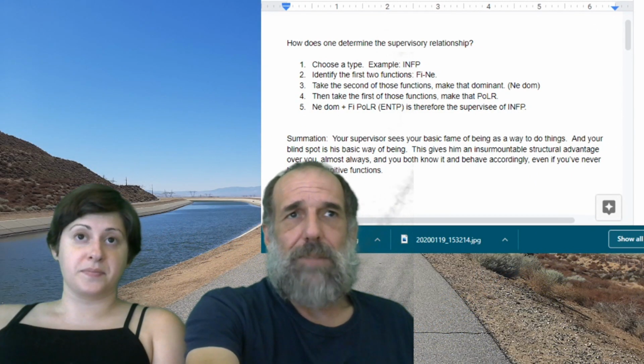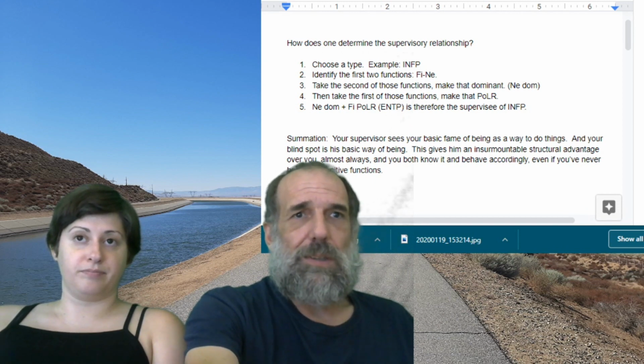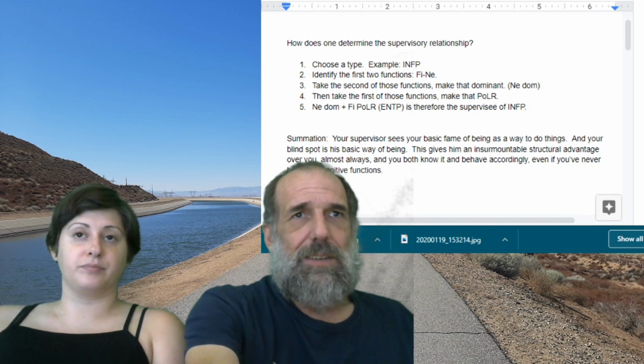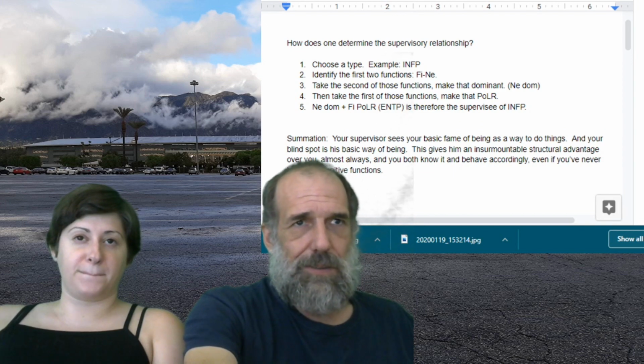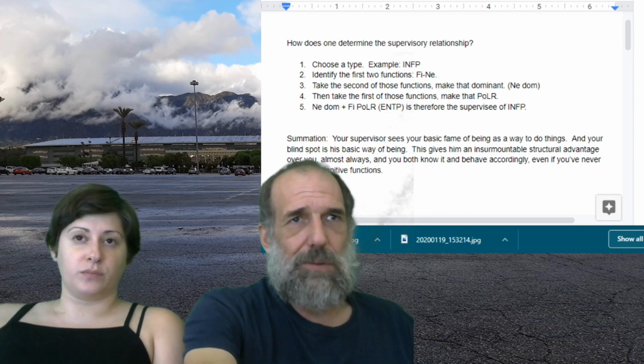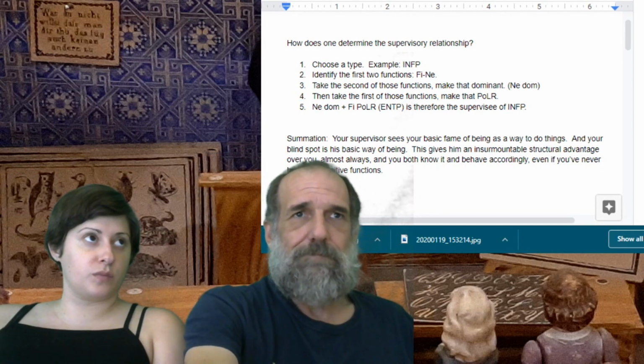That's ENTP. And if you're going to do it the other way around, you would just say, well, what's my polar? For INFP, that's Se. So you know that it's going to be an Se dom with the INFP's dominant function as their tool. So Se dom with Fi tool, which means ESFP is the supervisor of INFP.